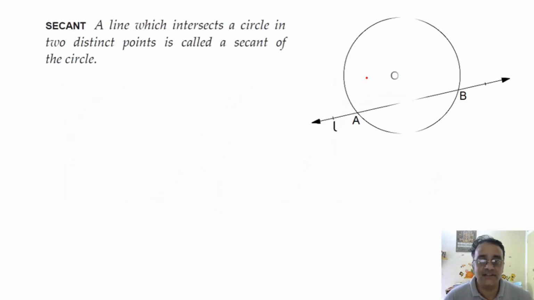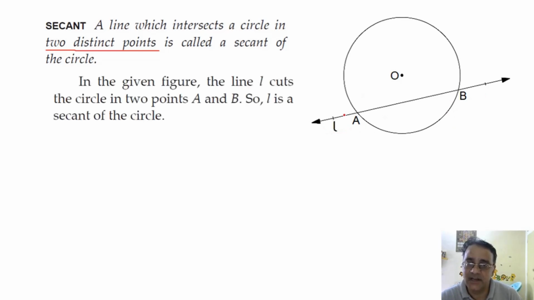Okay, so let us see the secant first. A line which intersects a circle in 2 distinct points is called a secant of the circle. In this figure, L is the line and it intersects the circle at points A and B. So L is a secant of the circle.